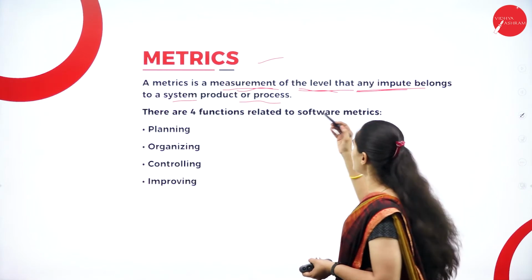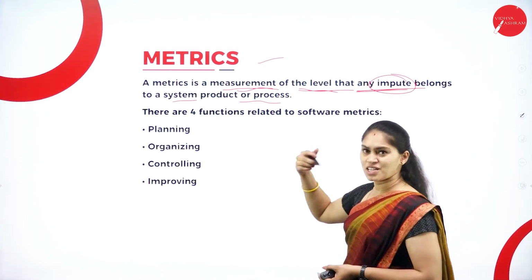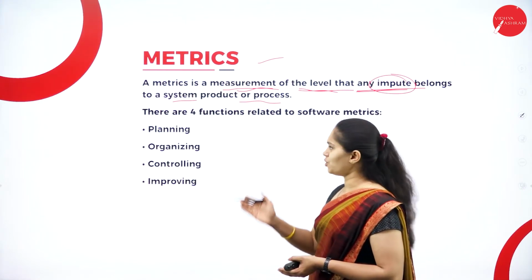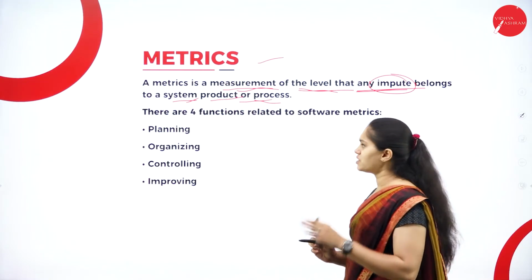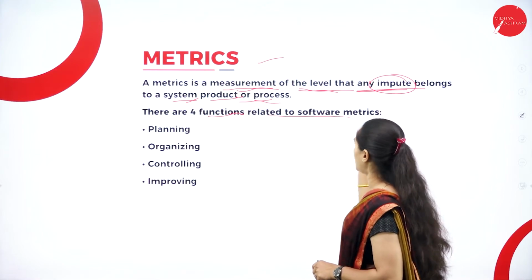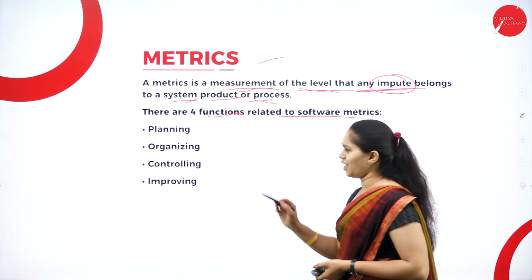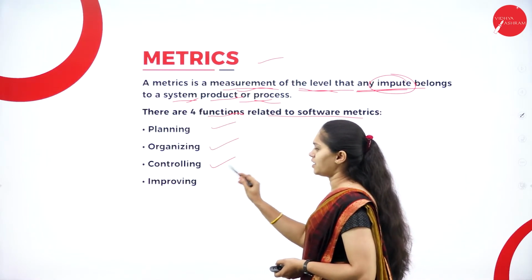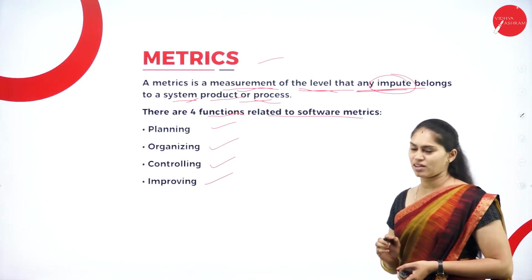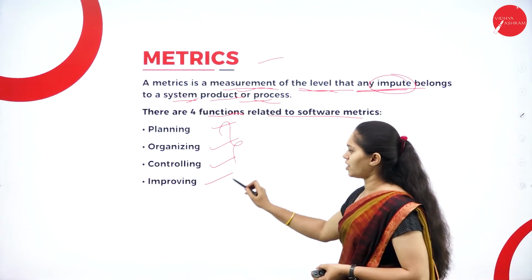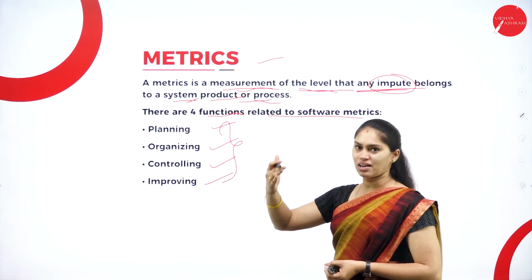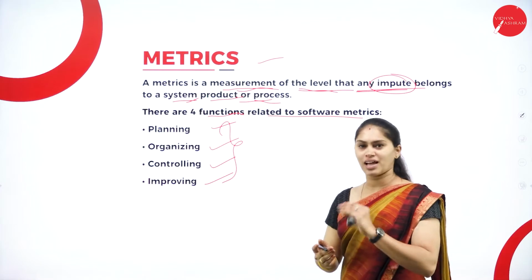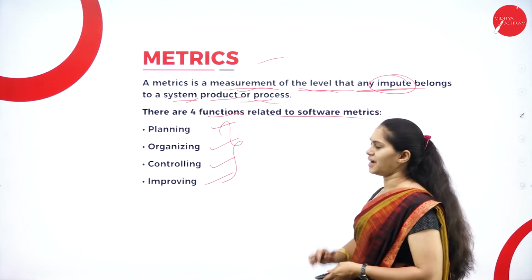So here input means what that represents, or which is related to, a particular system, product, or process. And also we have certain functions which are related to software metrics. It includes planning, organizing, controlling, as well as improving. By having all these functions, we will be able to find to what level the quality of a software can be used. So that is regarding metrics.